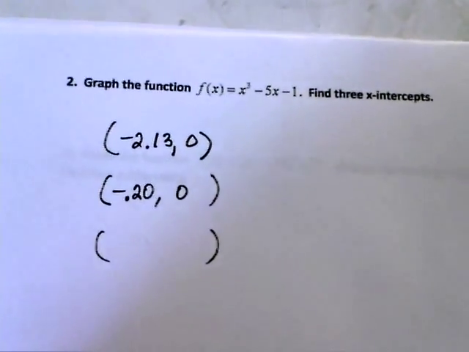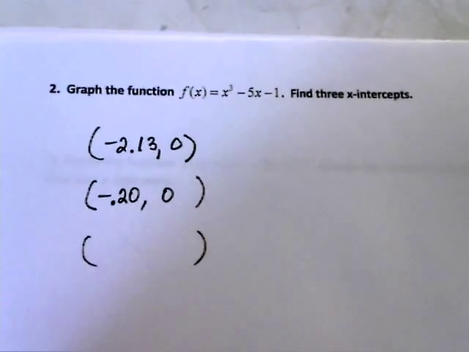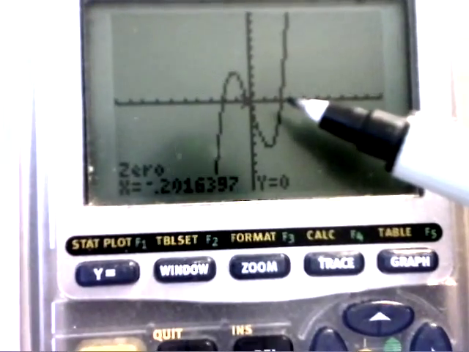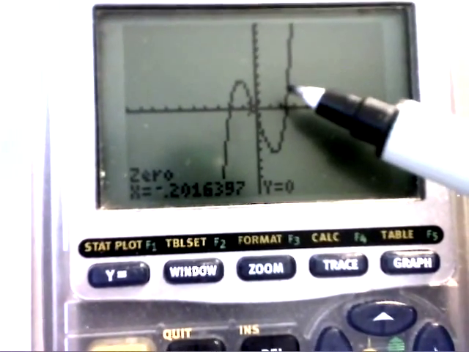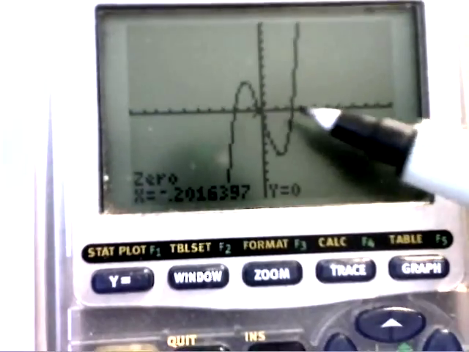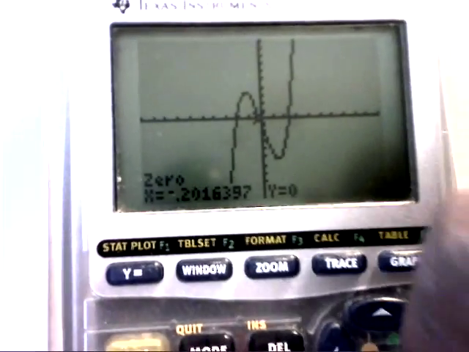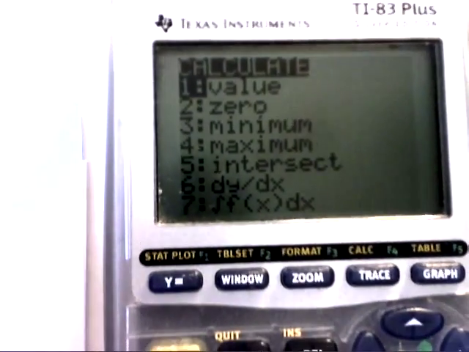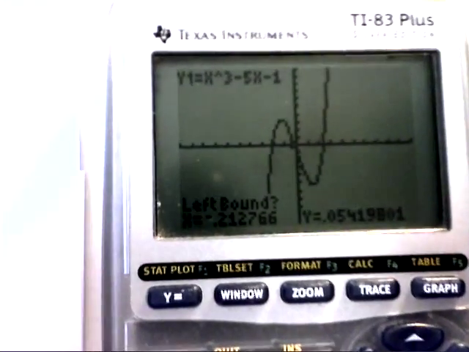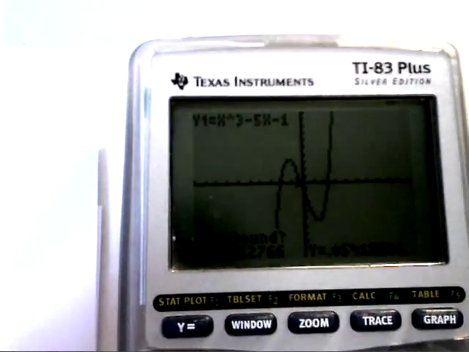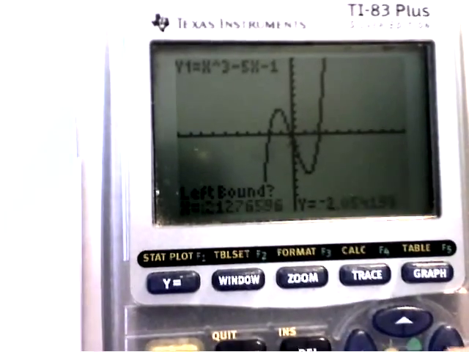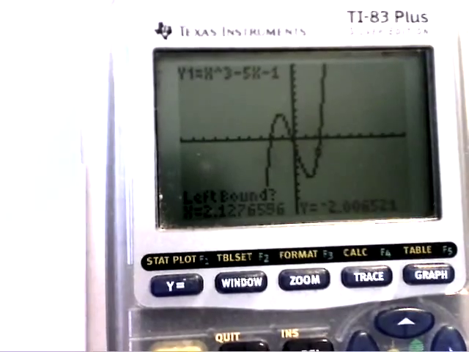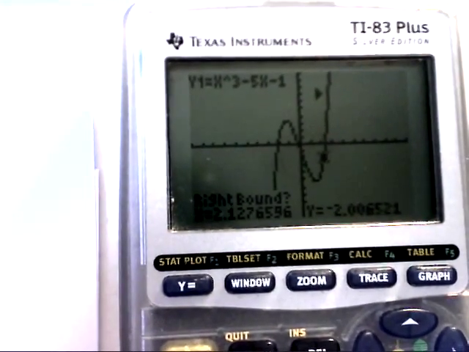Okay, now we're going to find the third and final x-intercept, which is on the right side. Now the cursor has to be below and above this time, because we're doing this from left to right. So here we press second and trace, and then select number 2. And then for left bound, we position the cursor below it using the right arrow key, and then press enter. You'll get a message that says right bound.